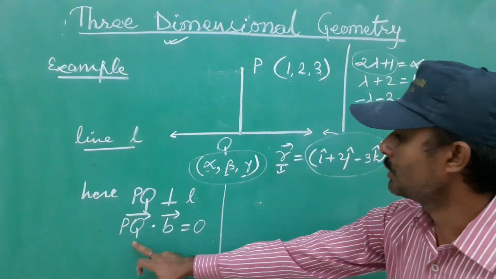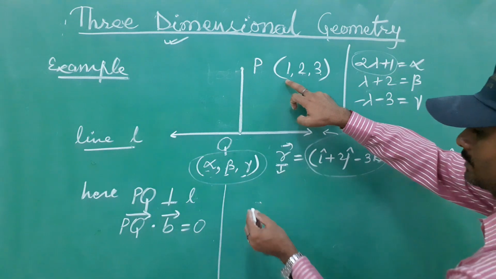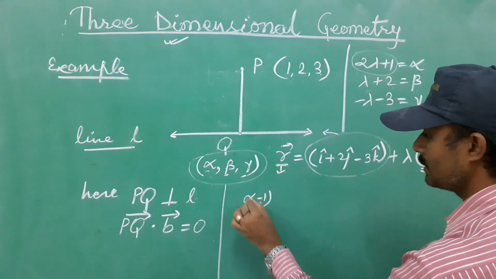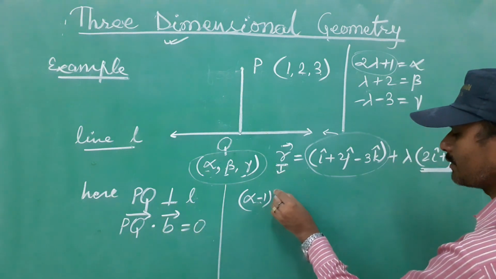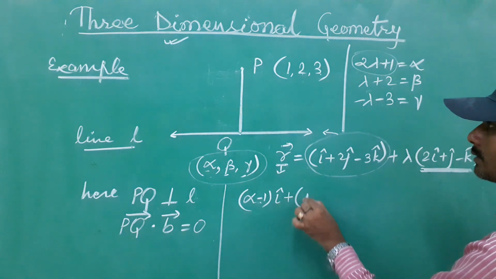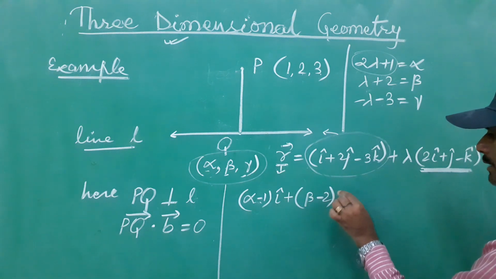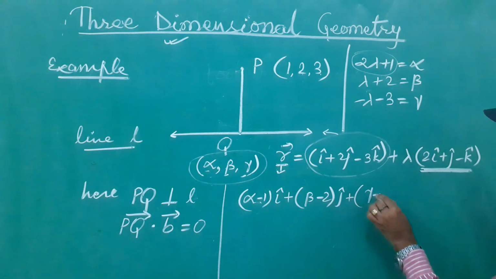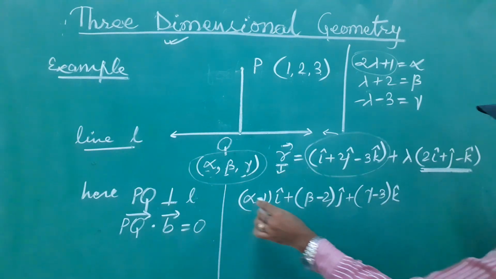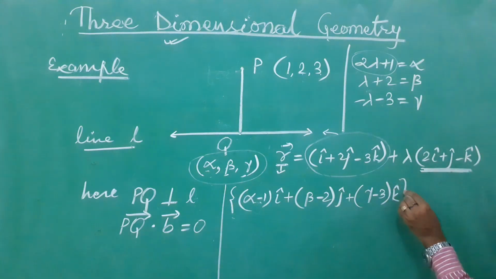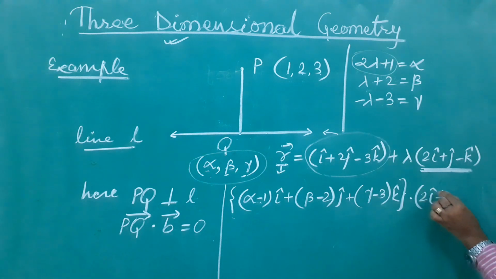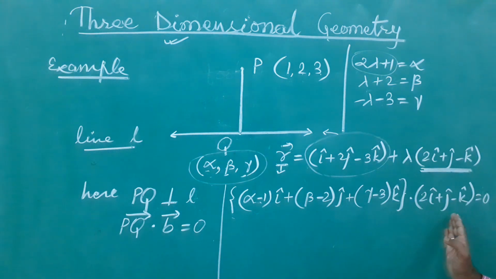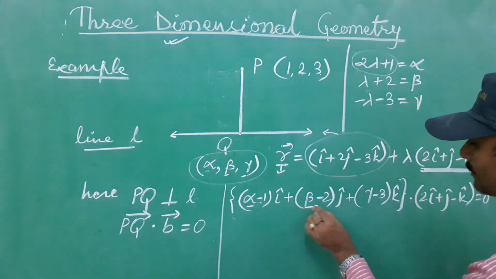Now use PQ vector is alpha minus 1 i cap plus beta minus 2 j cap plus gamma minus 3 k cap. This is PQ. Dot B vector is 2i plus j minus k equal to 0. Now just multiply and place the value of alpha, beta, gamma.